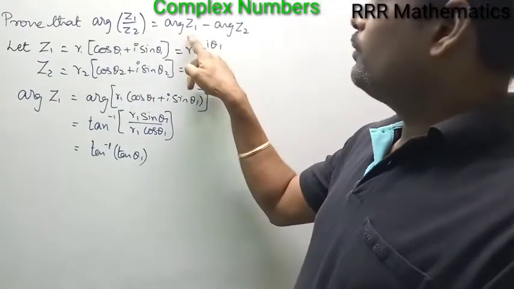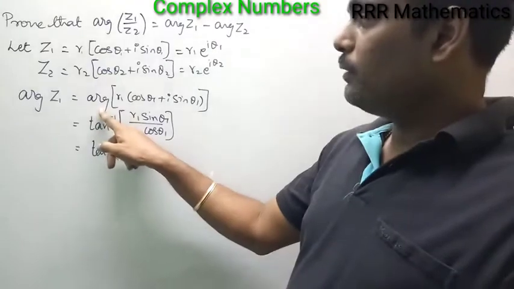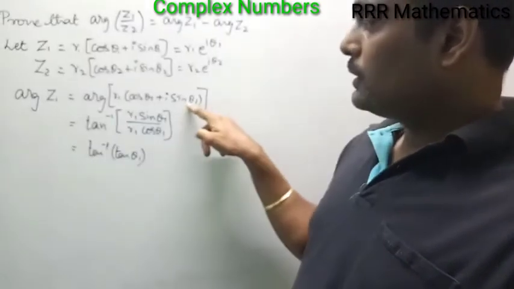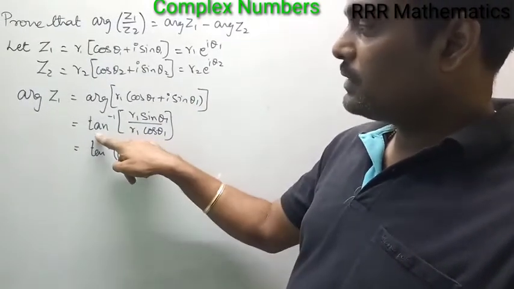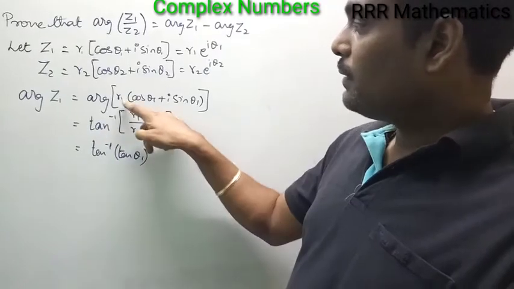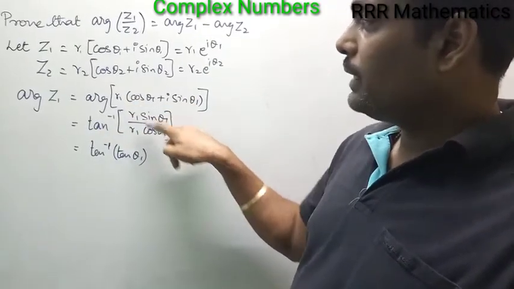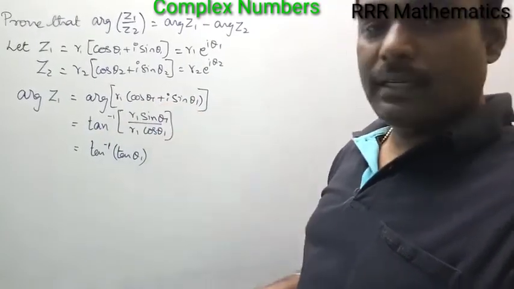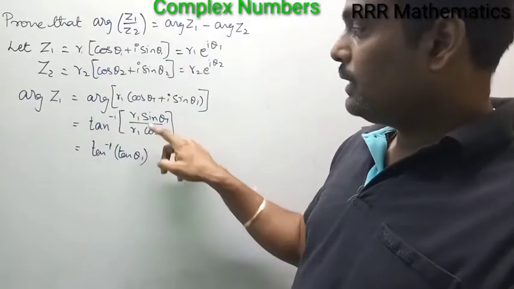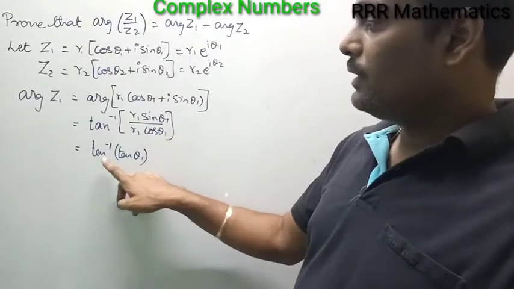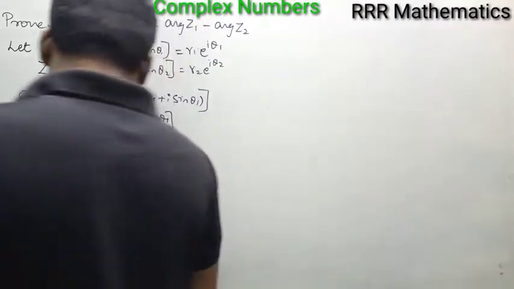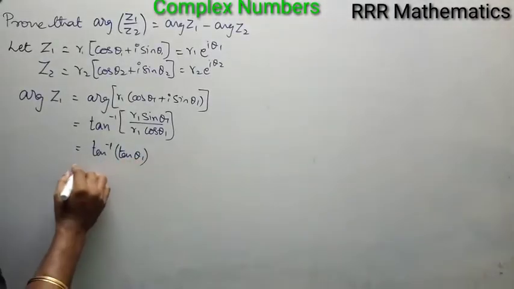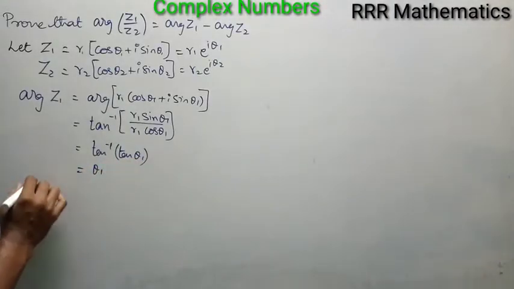First find out the argument of Z1. So the argument for this complex number Z1 gives tan inverse of imaginary part r1 sin theta 1 by real part r1 cos theta 1. So r1 cancels, sin by cos is tan theta 1, with tan inverse. So tan inverse of tan theta 1 gives theta 1.